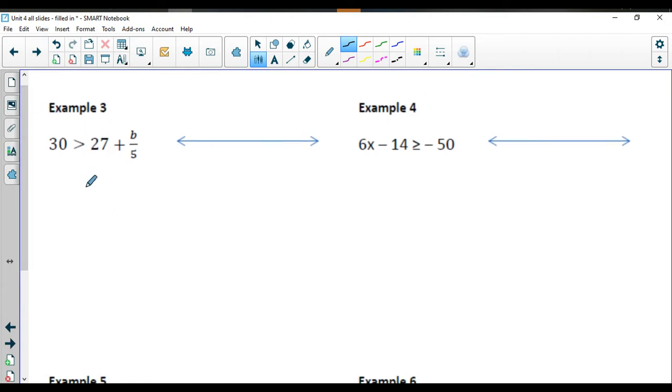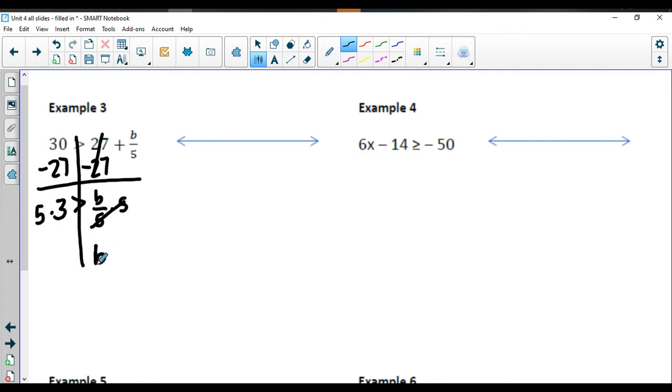For example number 3, I can start to solve it this way, which is fine, or I can move the 30. So for this example, let's just solve it this way, and then we'll switch it out at the end. So we have the B divided by 5, and then we have this plus 27. So I'm going to subtract 27 on both sides. 30 minus 27 is 3. Greater than, those cancel, so I'm left with B divided by 5. To undo divide by 5, I times by 5. So those will cancel. B, symbol, 15.